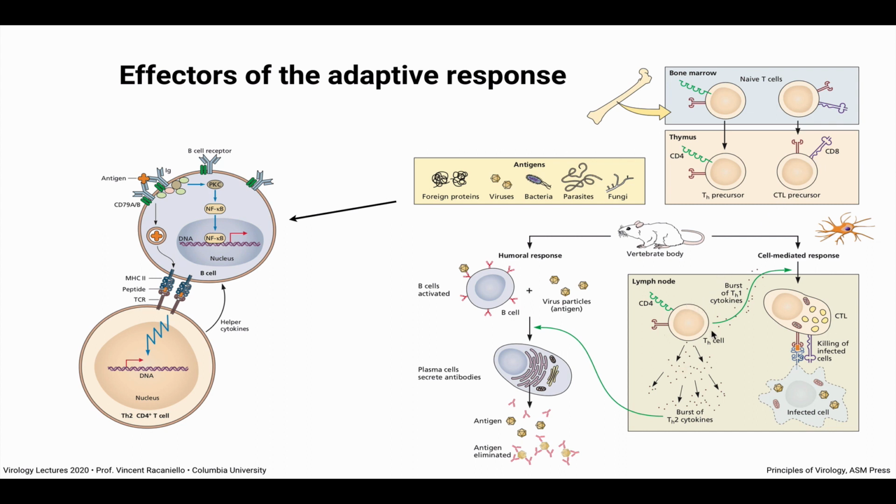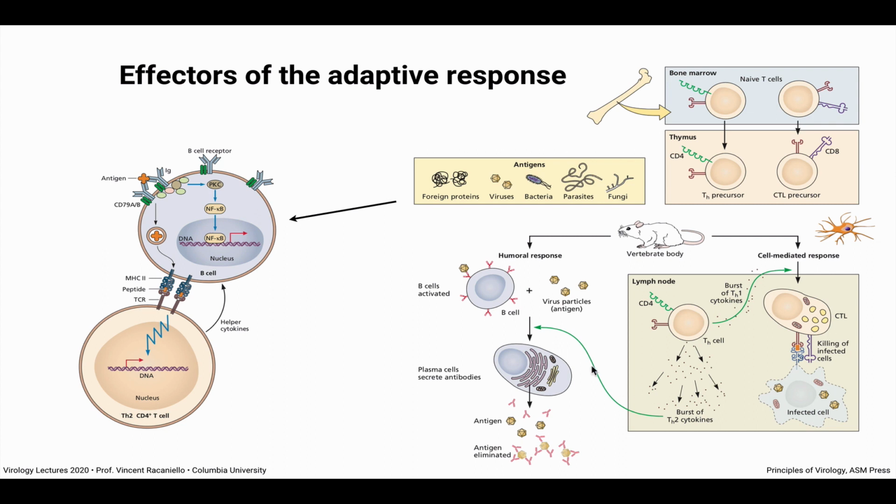The CD4 or T helper cells produce cytokines. And depending on what kind of cytokines they produce, they can produce Th1 cytokines, which help the development of CTLs, or they can produce Th2 cytokines, which help in the development of antibodies. So on the right is the cellular arm, the helper cells and the effector T cells. We will talk about how CTLs work in a moment.